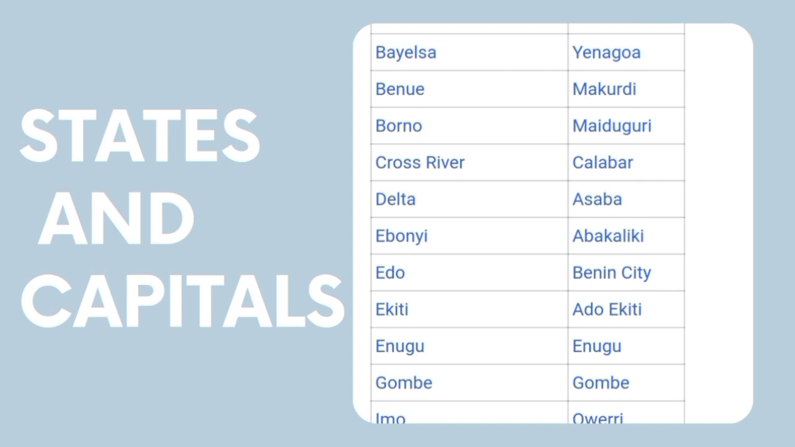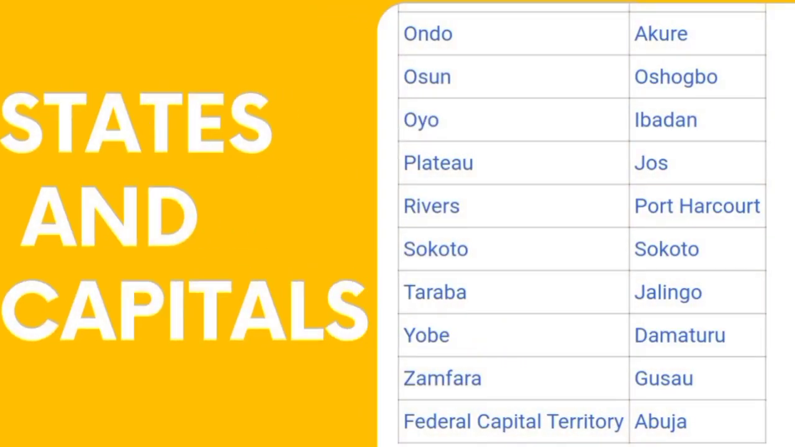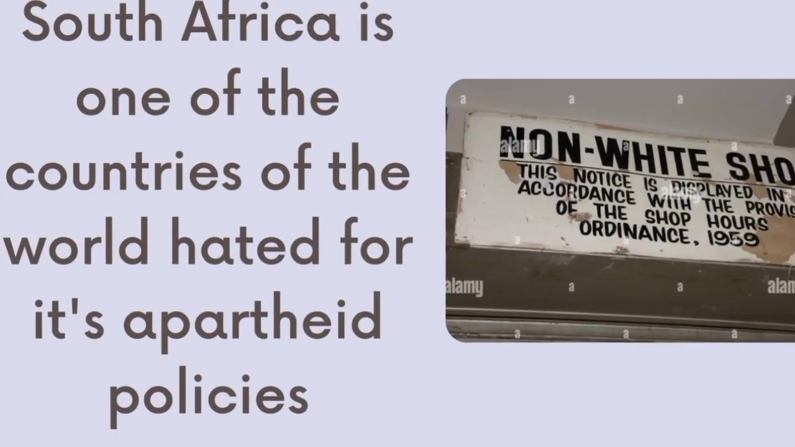Benue, Makurdi, Borno, Maiduguri, Cross River, Calabar, Delta, Asaba, Ebonyi. The state capital is Abakaliki. Then you have Ondo, Akure, Osun, Osogbo, Oyo, Ibadan, Plateau, Jos, Rivers, Port Harcourt, Sokoto. The state capital is Sokoto. Taraba is Jalingo, Yobe, Damaturu. Then we have Zamfara is Gusau. We have Federal Capital Territory, that's FCT, Abuja.